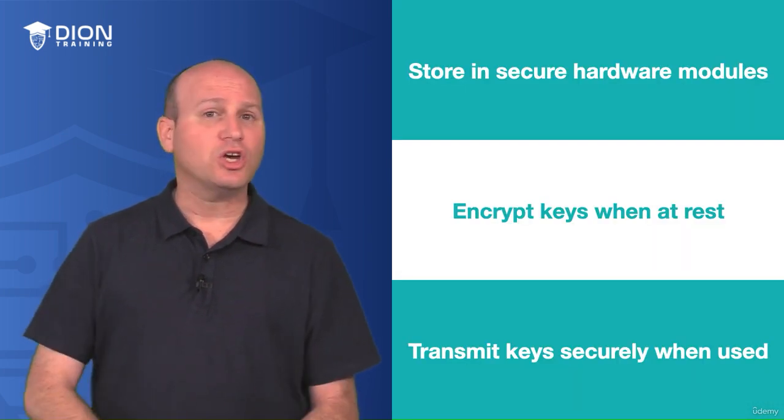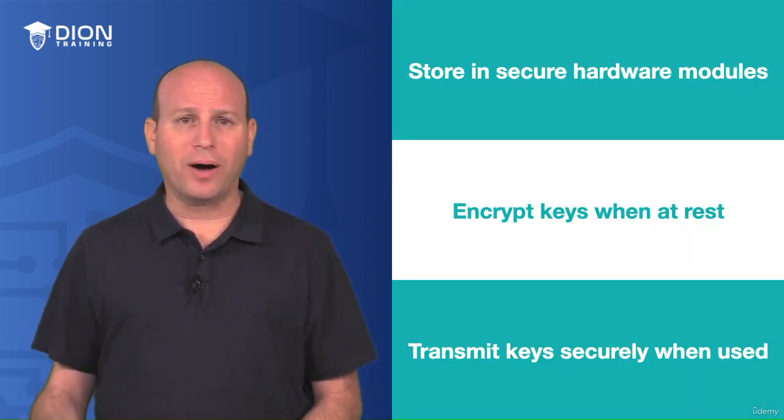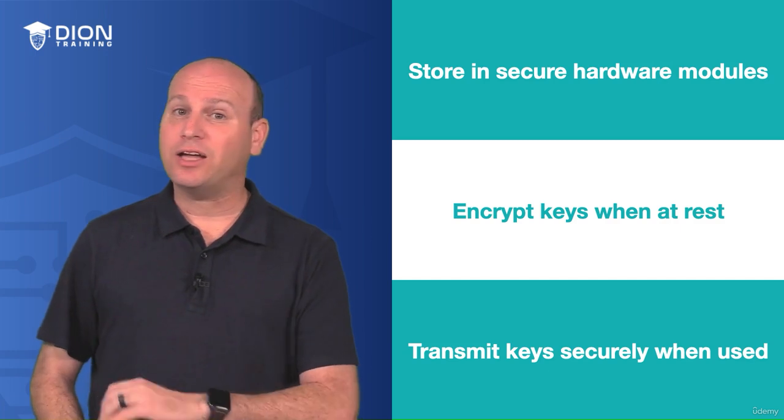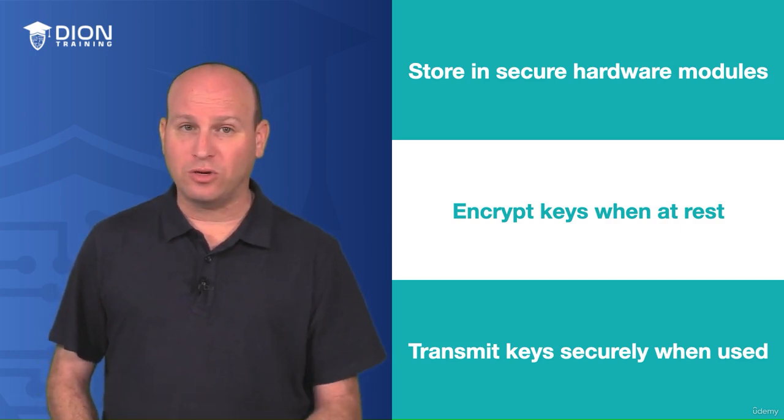If your keys are compromised, the security assurances of the entire system crumble, no matter how robust your algorithm is. Because of this, the keys must be safeguarded at all costs. These encryption keys should always be stored in secure hardware modules, encrypted when they're at rest, and transmitted securely whenever they're going to be used.